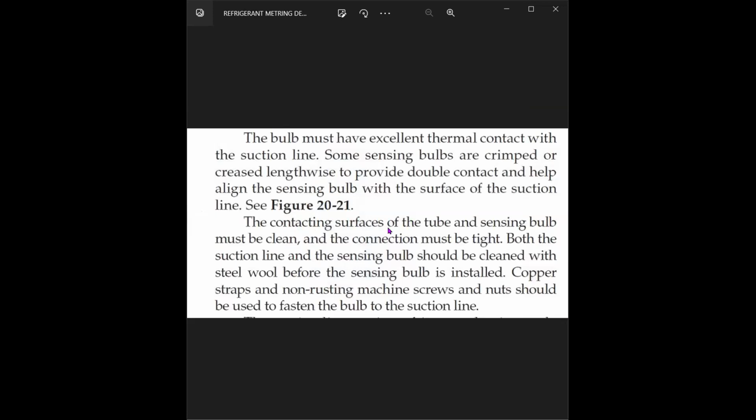Okay. Now the contacting surfaces of the tube and the sensing bulb must be clean and the connection must be tight. Both the suction line and sensing bulb should be cleaned with steel wool before the sensing bulb is installed. Copper straps and non-rusting machine screws and nuts should be used to fasten the bulb to the suction line. So how are you connecting it? Not by any wire or anything. You're connecting it by copper straps and non-rusting machine screws and nuts to fasten the entire thing, not by anything else.